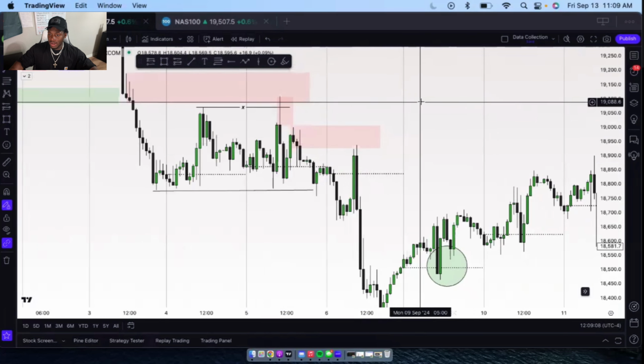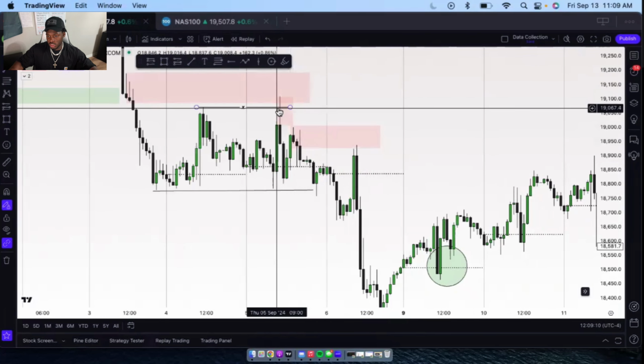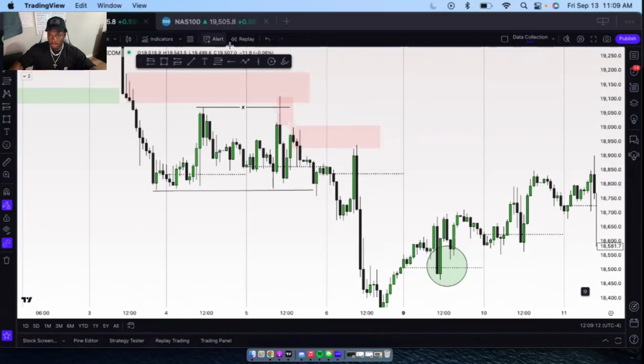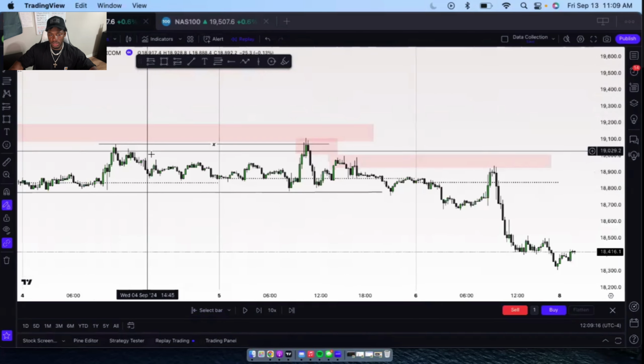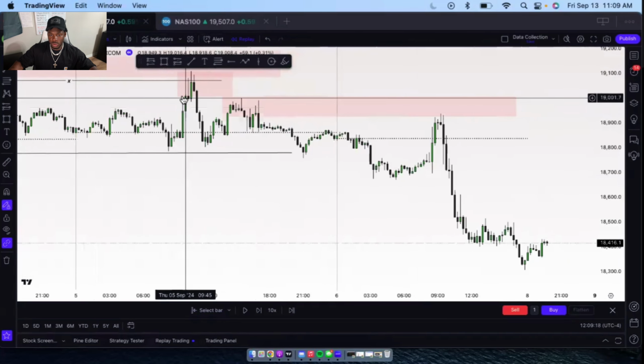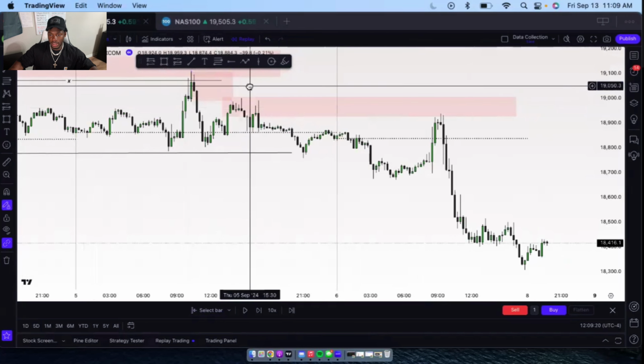Again, I need a level that's protected. This is showing me a supply chain. It might not look pretty. I'll go to the 15-minute and show you. It might not look super pretty, but it's what it is. So this supply level I brought to this green candle. We actually tagged that level here, right here.